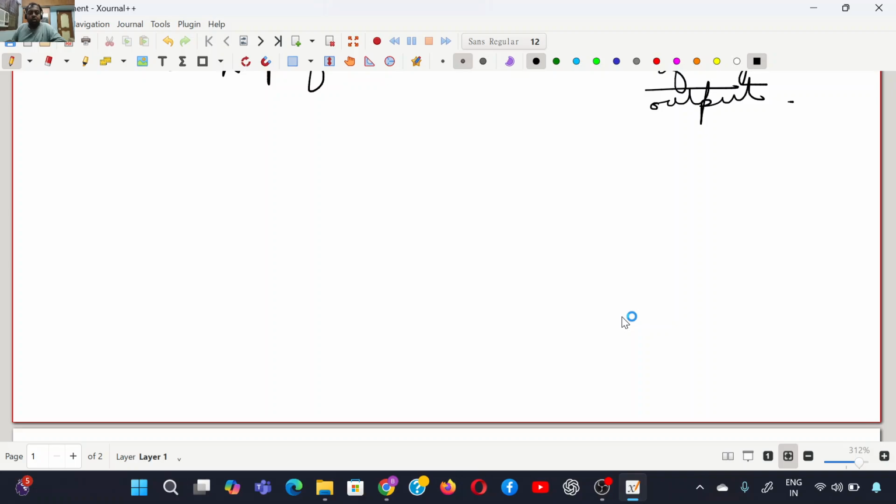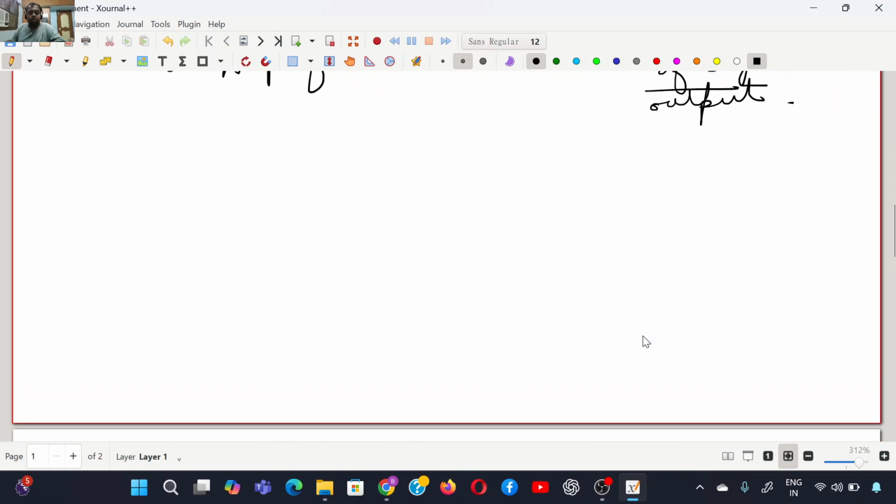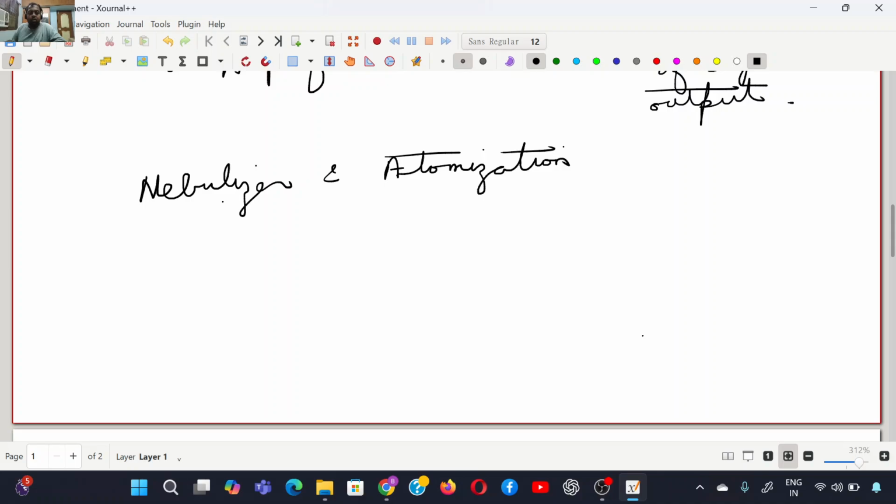So moving to the next part. What is the next part? It is nebulizer and atomization. So basically, what the nebulizer does is that it converts the liquid sample into a fine spray or aerosol, and that is further put in the flame where it is atomized. Okay, so that's the function.